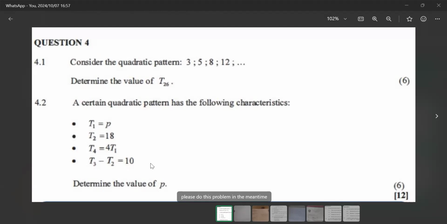But this is what they say to us. If you take term number 3 minus term number 2, which is 18, you get 10. So it means we actually know what term number 3 is. But the question says, please determine the value of p. And this is for 6 marks. Imagine.